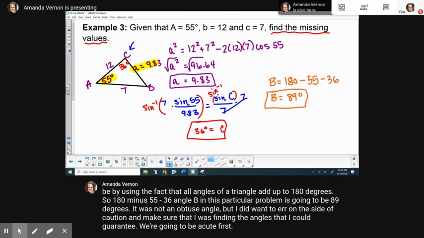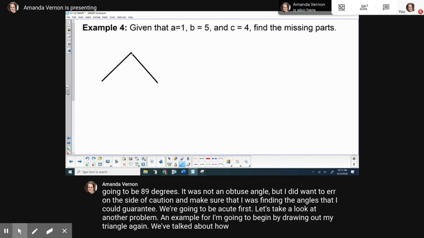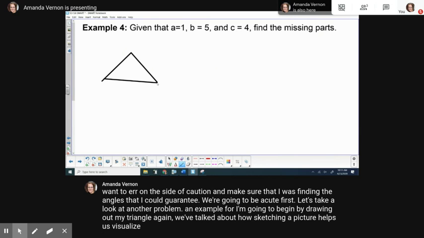Let's take a look at another problem. In example 4, I'm going to begin by drawing out my triangle. Again, we've talked about how sketching a picture helps us visualize and better understand what we are looking at. My triangle does not connect. I should make it connect.